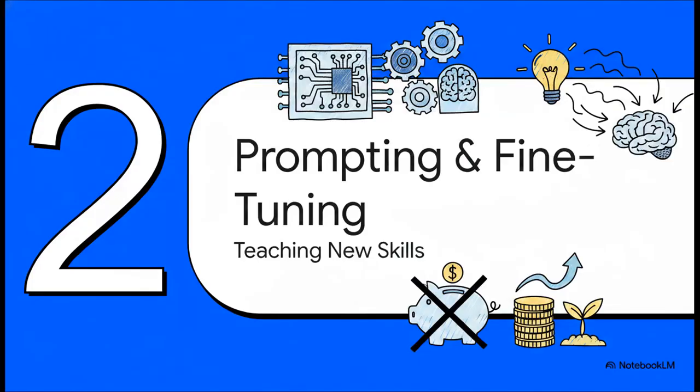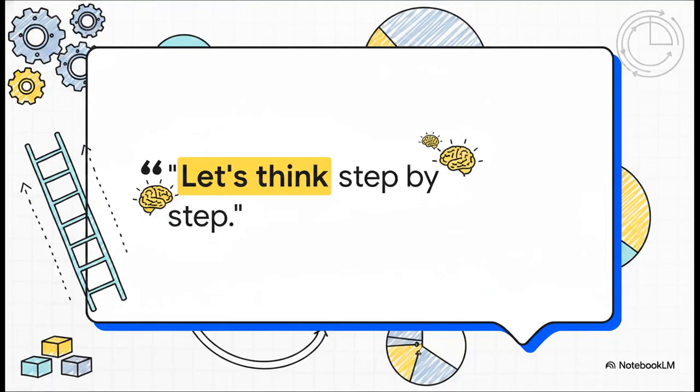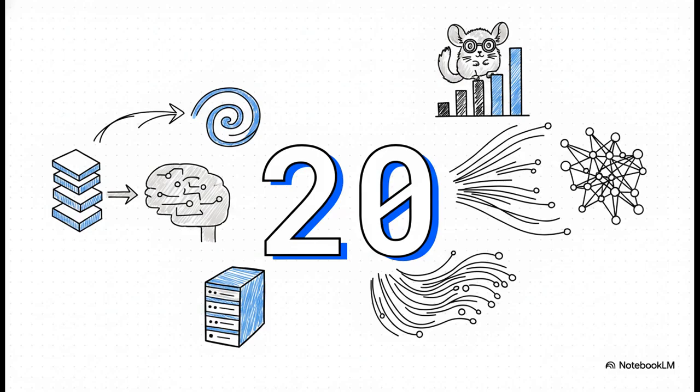Moving right along to part two, prompting and fine-tuning. This is where we teach this raw engine some specific skills, ideally without going bankrupt in the process. Let's think step by step. Seriously, just adding that one simple phrase is like magic. It triggers what we call chain of thought prompting. It forces the giant model to break down problems and actually surface its implicit reasoning before blurting out an answer. It's an absolutely crucial technique because asking the model to show its work drastically improves its performance on complex math and logic tasks.